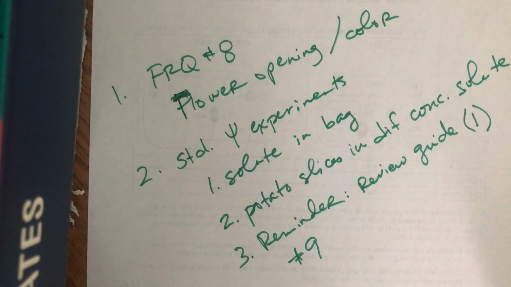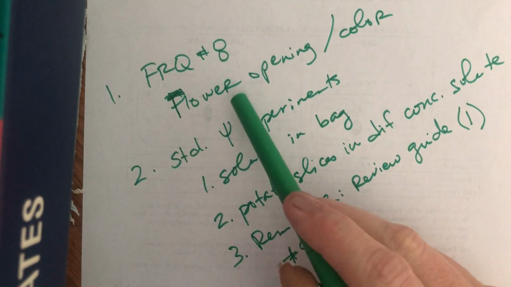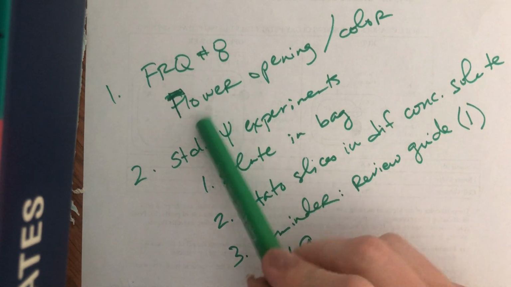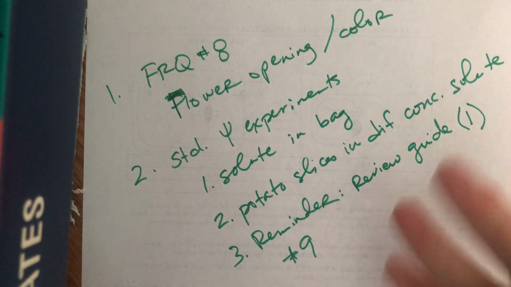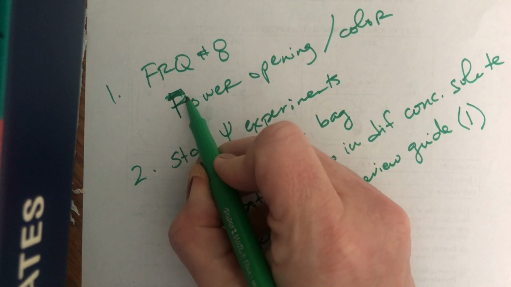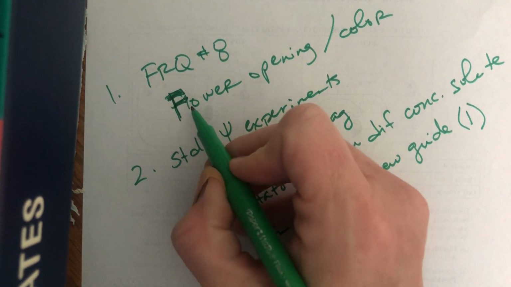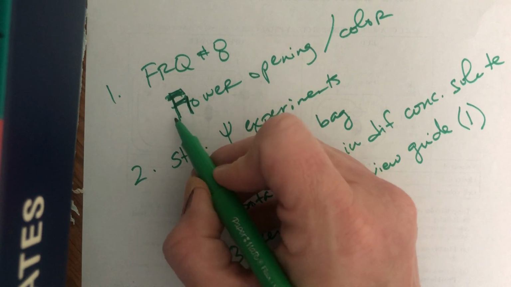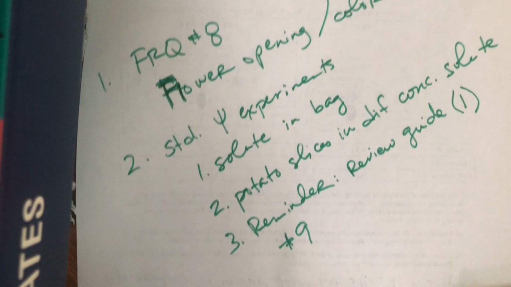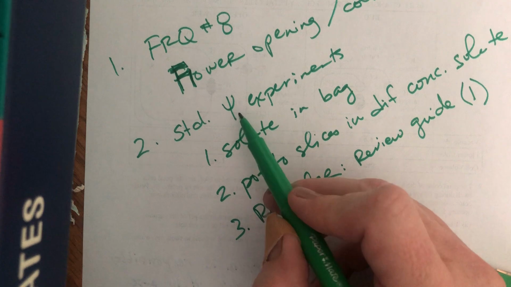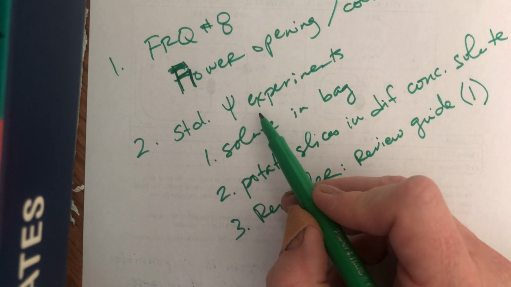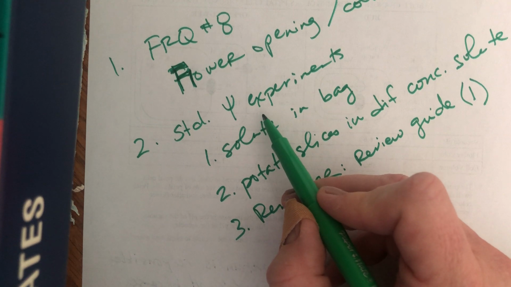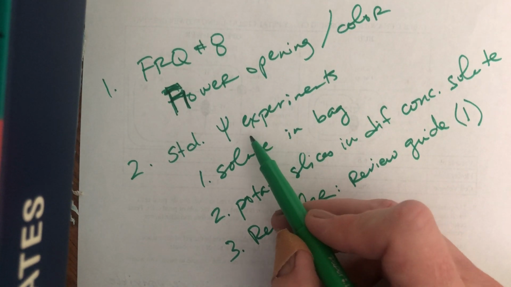Howdy, y'all. This is going to be a follow-up to yesterday's FRQ, number 8. That's on flower opening, flower color. That's not a P. I'm not doing any power opening, just talking about flowers. And then number 2, standard water potential experiments. Data representation and graphing tends to show up on the AP exam because College Board loves this.